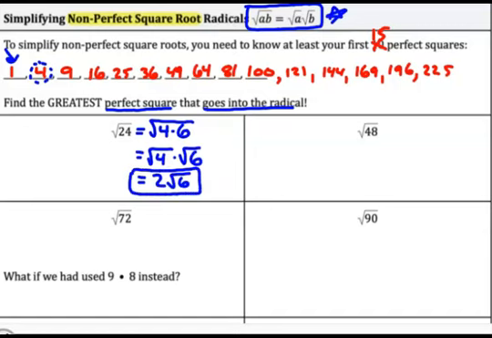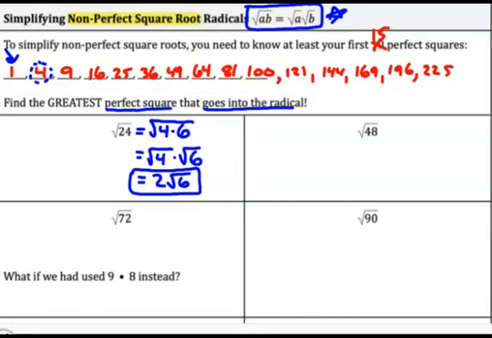And that is as simplified as we can get, because if you look at the square root of 6, the only factors are 1 and 6 and 2 and 3, and none of those are perfect squares. So I only want to look for perfect squares that go into these numbers. Okay, so let's look at 48.